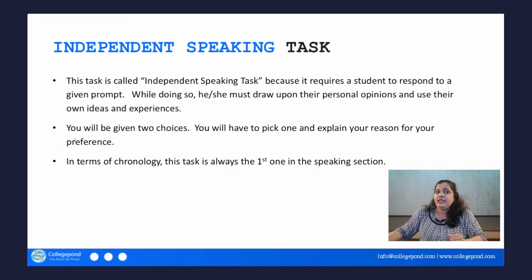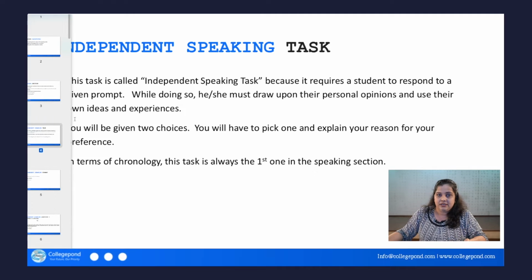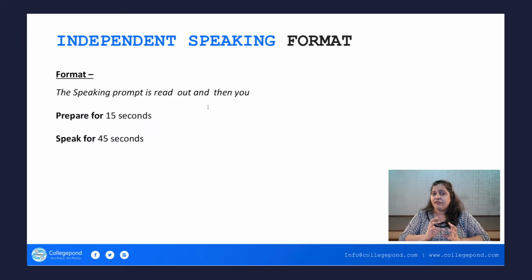So you will usually be given 2 choices. The question type is uniform. You will always get the same type of question. It will never change. Out of these 2 choices, you will just have to pick one and explain your reason for why you prefer that choice, right? In terms of chronology, you have to remember that the independent task will always be the first one in the speaking section. The order of the question types will never change, so you don't have to really worry about that. The format structurally of this question will always remain the same.